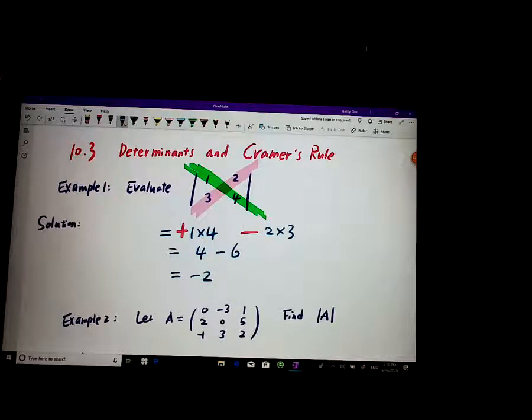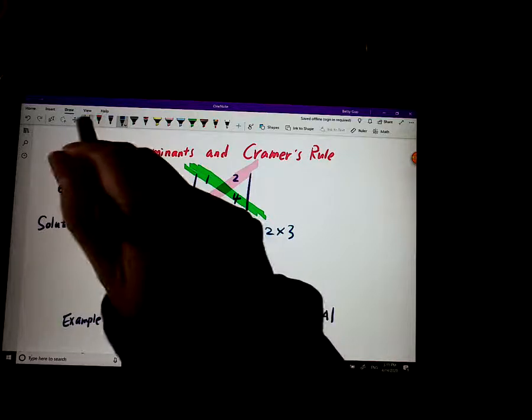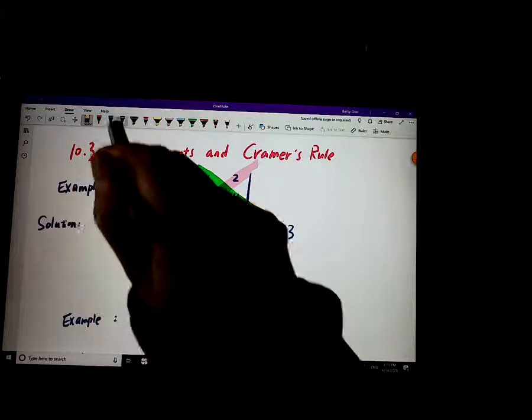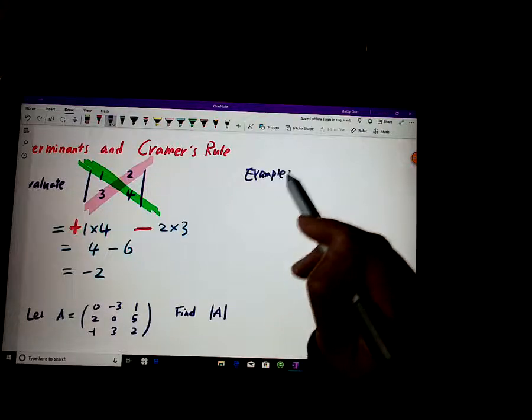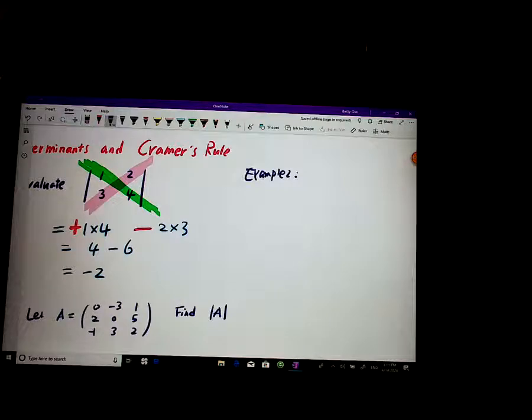Is that understandable? Actually, let me also do example 2 on the notes. In my notes, I have a problem.